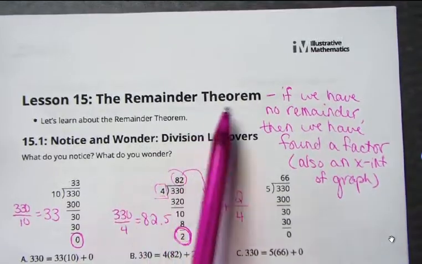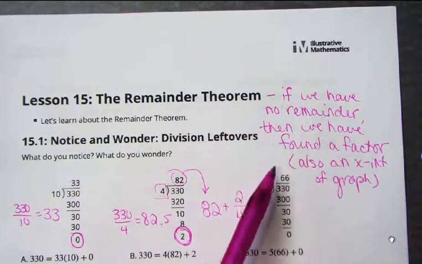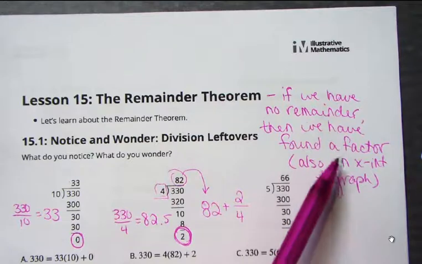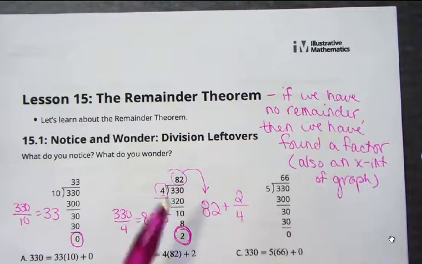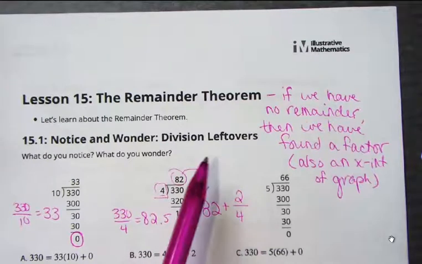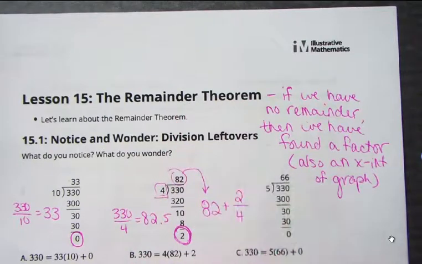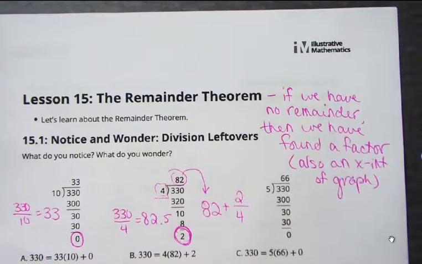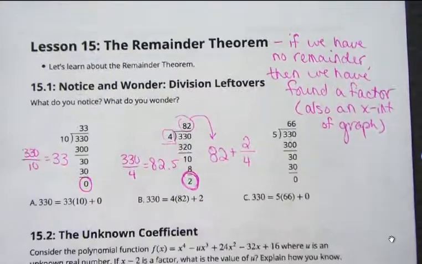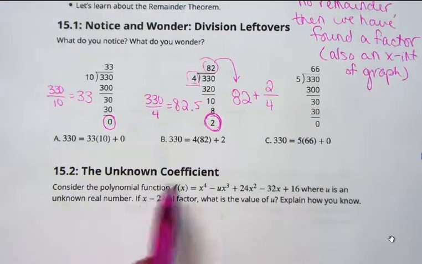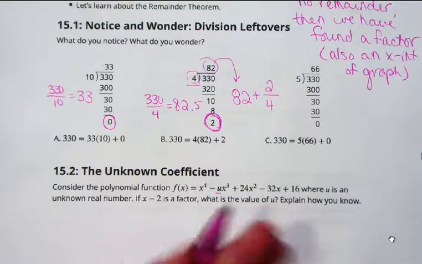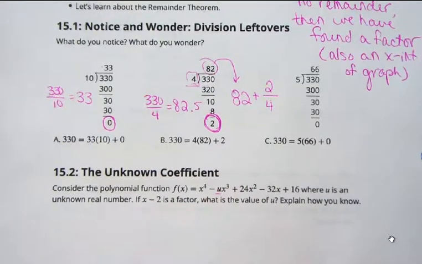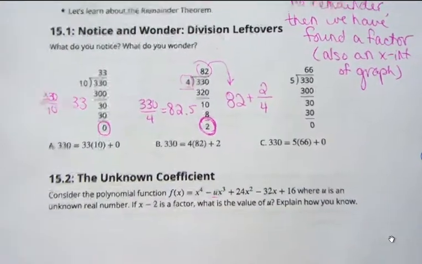And on the flip side, if we have a remainder, then we haven't found a factor. It is not a factor, and it's not an x-intercept. So this is our big thing that we're going to think of. We're making the connection back again with remainders, dividing evenly, and whether something is a factor or an x-intercept or not. I'm going to skip past 15.2. It's an interesting idea that we could figure out what that is if we only knew one factor, but we're going to move past that, okay?